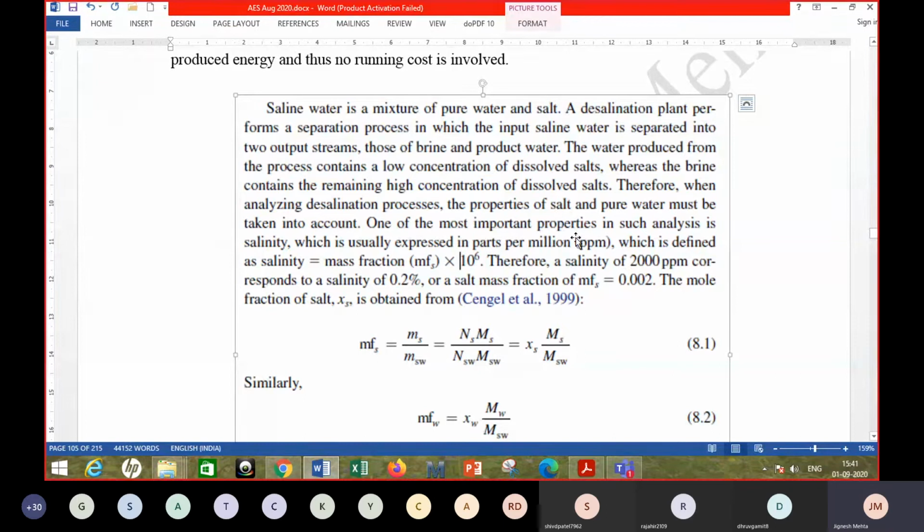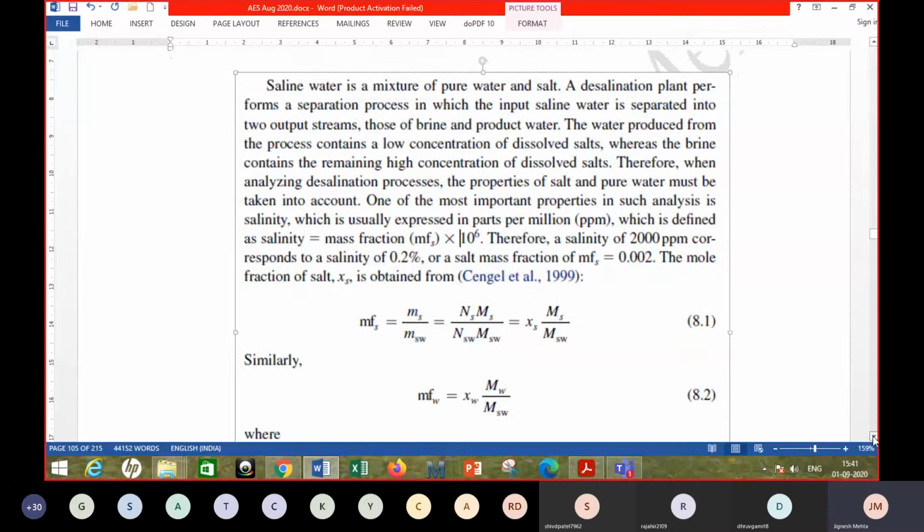ppm means 1 out of a million, so 10 raised to 6. So whatever the ppm given, if you divide it by 10 raised to 6, then it will give you the mass fraction, right? So if it is 2000 ppm, then it means 2000 divided by 10 raised to 6. So the mass fraction of salt is 0.002. Okay.